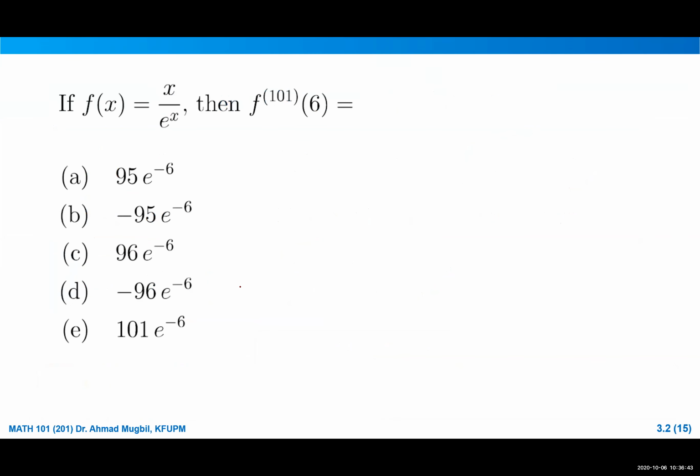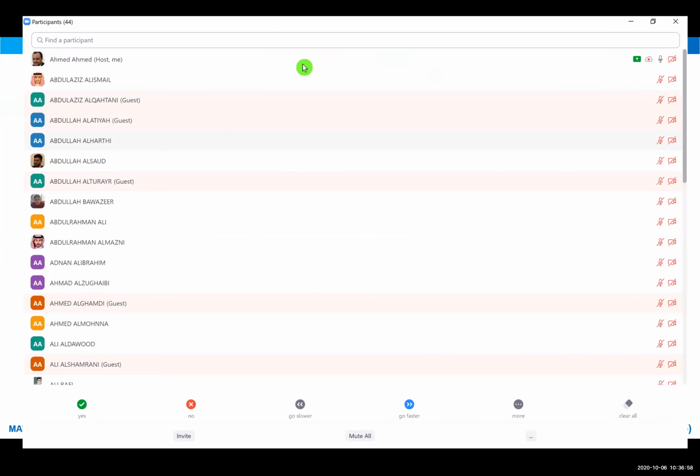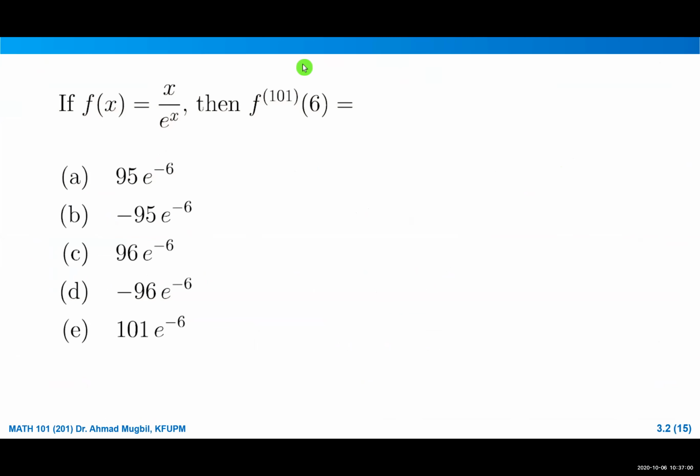I want you, Shabab, to solve this, please. I will give you 3 minutes to solve this. Please try to solve it. During that, Shabab, I want you all to raise your hand. Please raise your hand. I will take the attendance by raising hands. If you didn't raise your hand, you are absent.